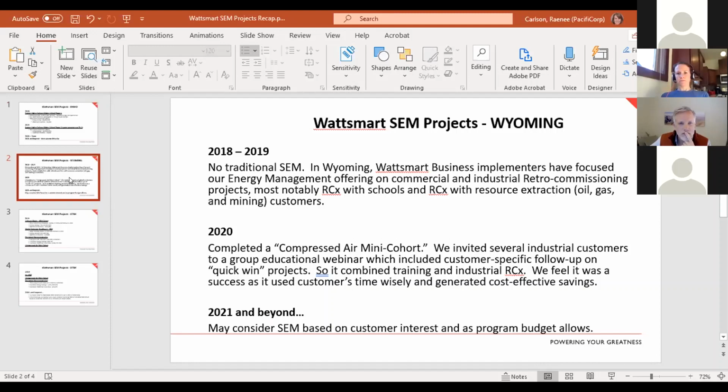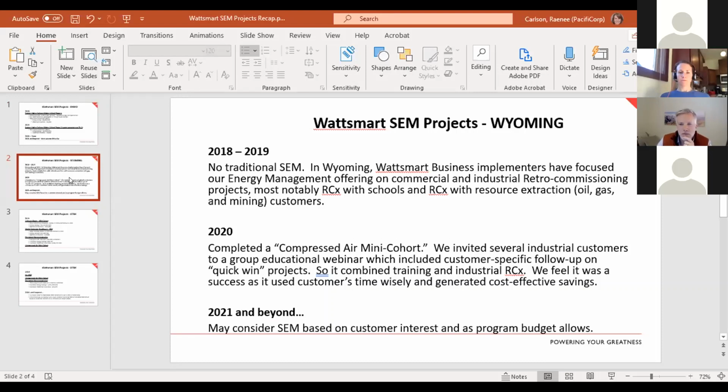In 2020, something fun to note, and I'll key in on this in Utah as well, but we did what's called a compressed air mini cohort. And this was an idea of Cascade Energies to do a training event, webinar training event, and then follow up with the attendees one-on-one to implement energy management measures. So it's definitely not true SEM, but it was an innovative way during COVID times to come together for a training event and then work on the energy management, mostly remotely on each of the interested customer sites. We did that in Wyoming.